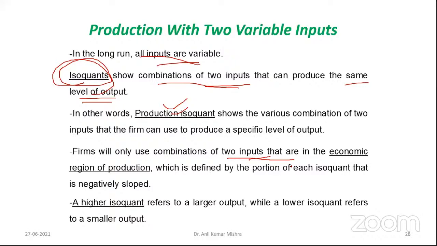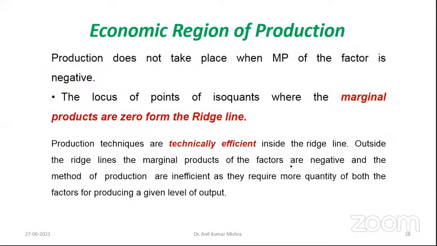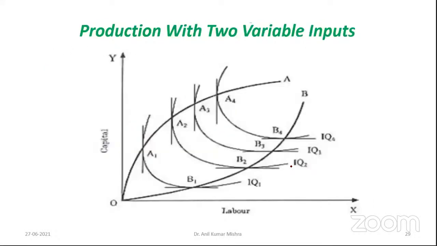But how do you depict it with the help of your isoquant? In order to depict it, mark it here. That is called the ridge line. Here is the upper ridge line and this is the lower ridge line. Before that it is called stage one, in between is stage two, and after that it is stage three.